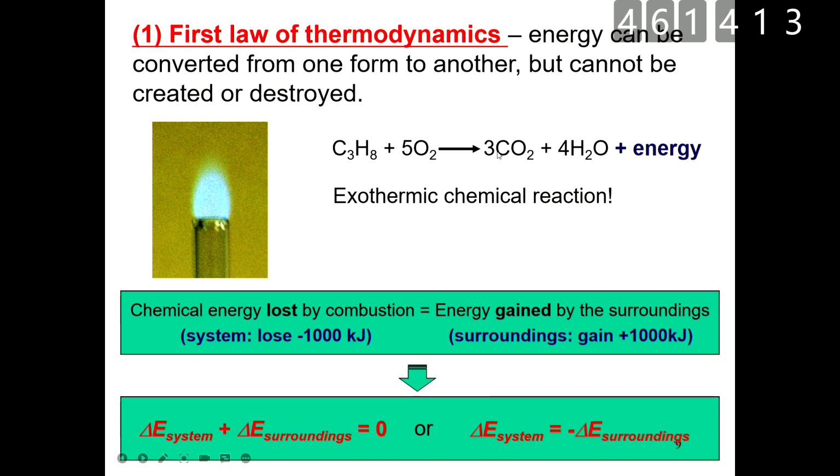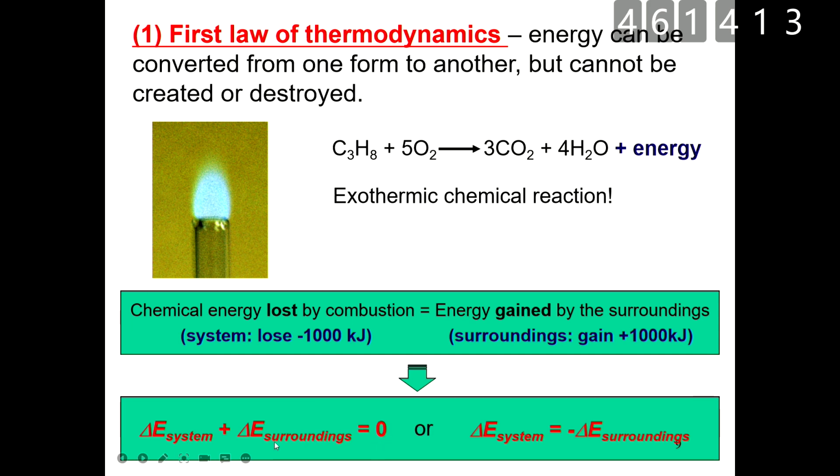Okay. For example, after the reaction, if the system, this is the system, the reaction system, loses 100 kilojoule, the surroundings will gain the same amount of energy, right? If lose is minus, here is plus. So the energy change of the system and the energy change of the surroundings should equal 0.